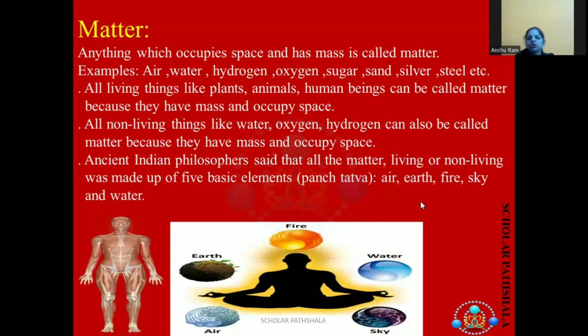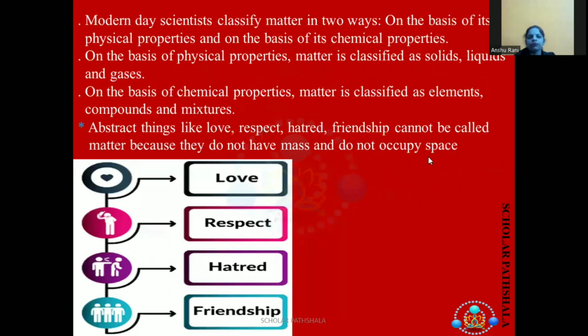These are called panch tatva: air, earth, fire, water, and sky. These are five basic elements from which everything in this universe is made up. Modern scientists classify these elements on the basis of two properties, that is physical classification and chemical classification. Physically, matter can be classified as solid, liquid, and gases. And chemically, it can be classified into elements, compounds, and mixtures.